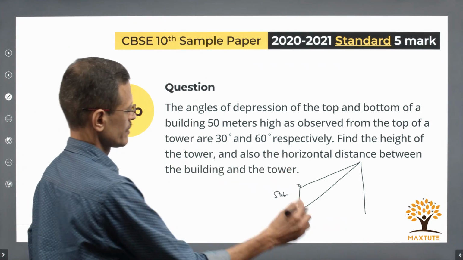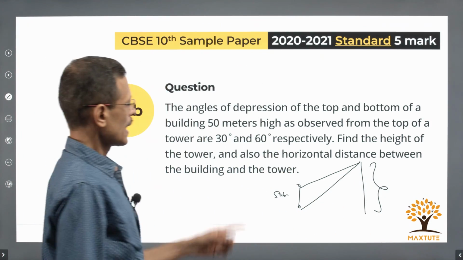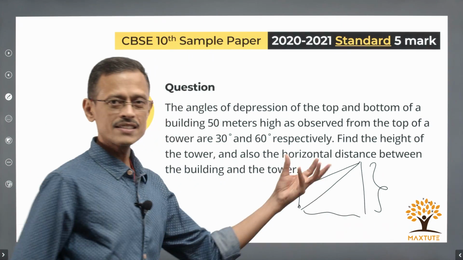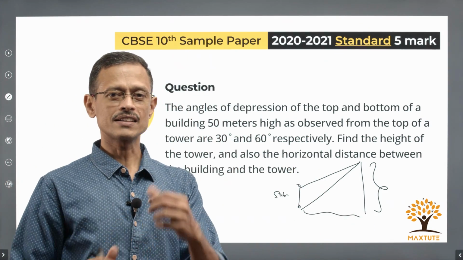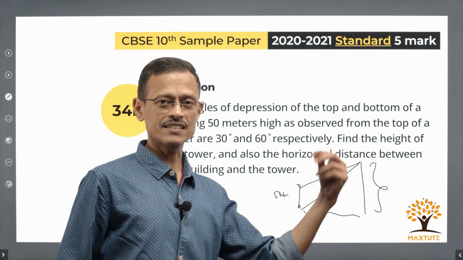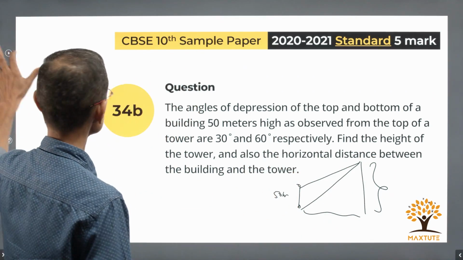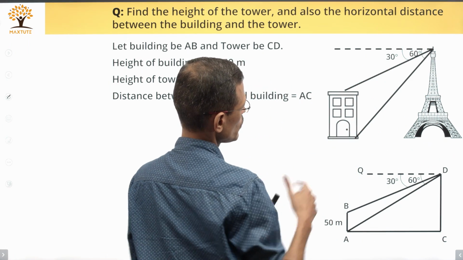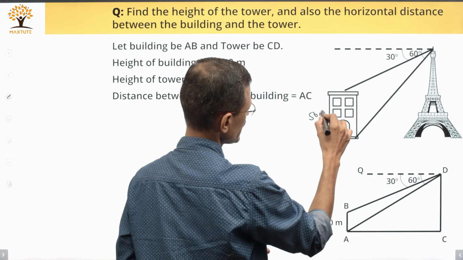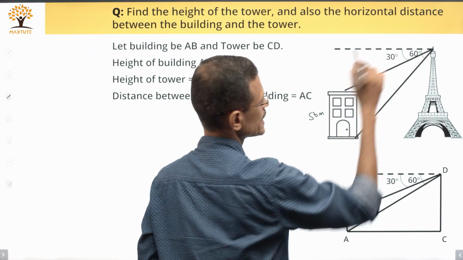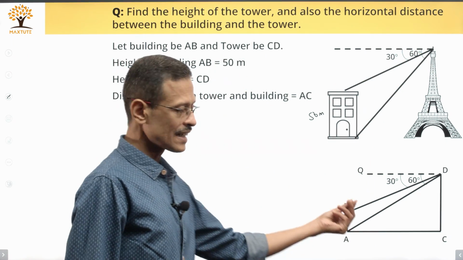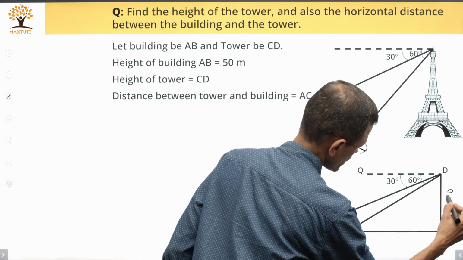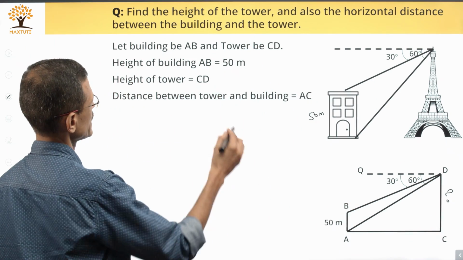Find the height of the tower, this is what we need to find out, and also the horizontal distance between the building and the tower. We will see it as a diagram and as a schematic drawn better in the next slide and then proceed from there. This is the tower we are talking about, from where we are observing the top and bottom of a 50-meter tall building, and the angles of depression are 30 degrees and 60 degrees. In the right angle triangle schematic, this is the tower, and we need to find out the height of the tower, which is one of the things we need to find out.